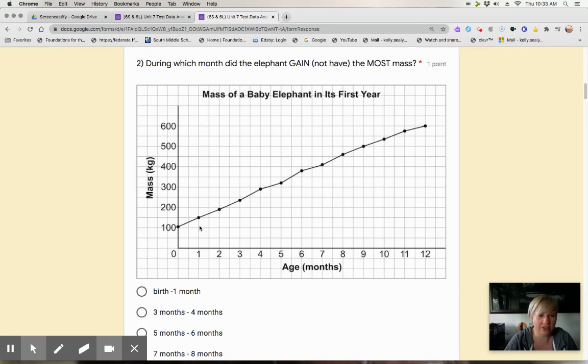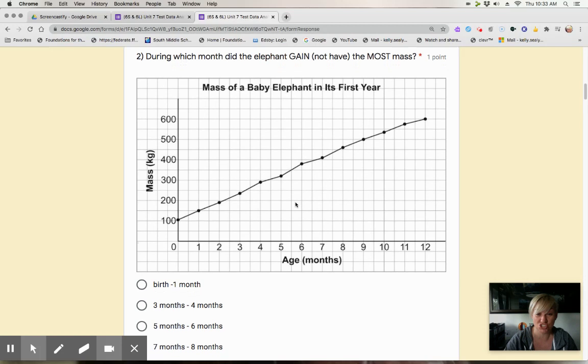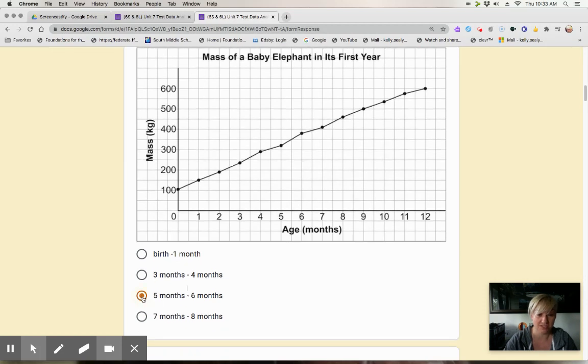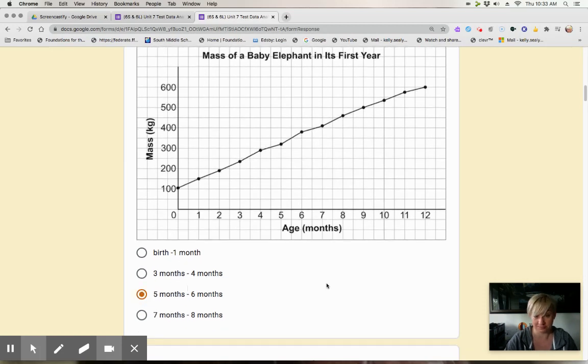So when you look at birth to 1 month, that's this section here. 3 to 4 months is here. 5 to 6 months is here. And 7 to 8 months here. You can clearly see that between 5 and 6 months is the steepest section of the graph. So that means it has the biggest change in numbers. We should select 5 to 6 months for that question.